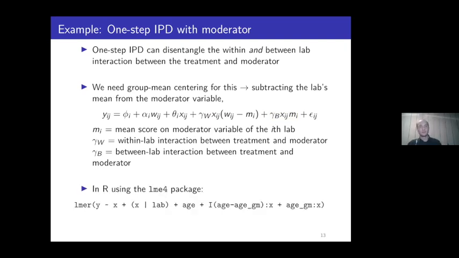So how do you do this in R? Again, we can use the lme4 package. We add a couple of additional terms. We add our moderator variable H. We add an interaction effect between H minus the GM, the group means, so the lab means in this case. So this is the interaction effect between the treatment X and the group mean centered variable. And we can also include the interaction effect between the treatment variable and the lab means.